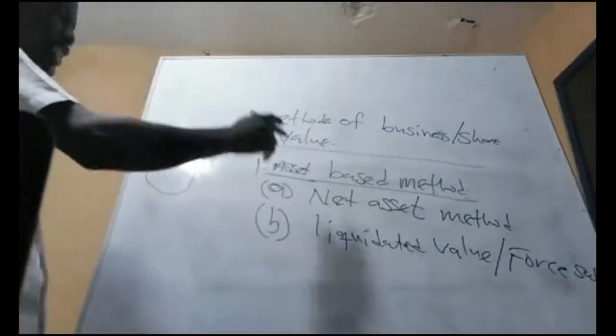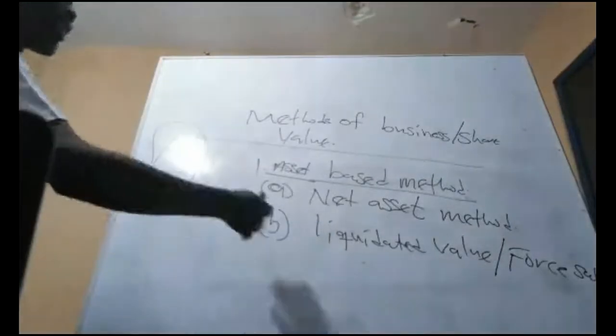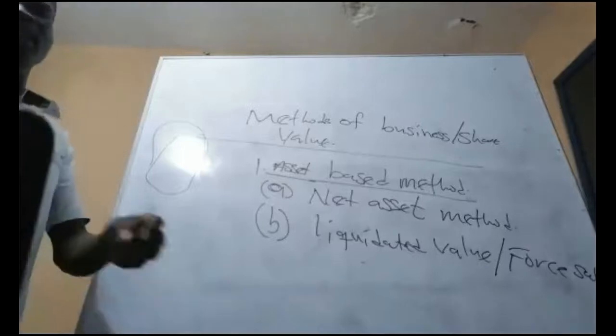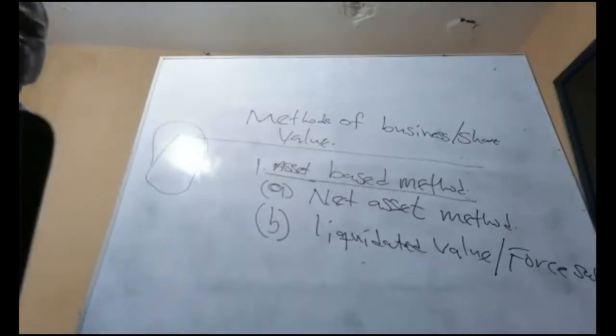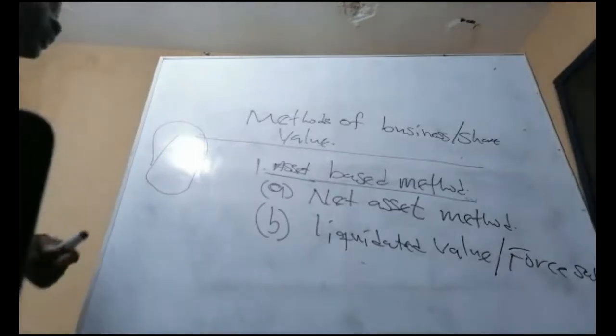But this one uses assets. It considers only assets. We are going to use your assets to value you. If you have a good asset, it means that you get a good value. If you have a very bad asset, you get a very bad value. So this one is business terms, so good. So, net assets.